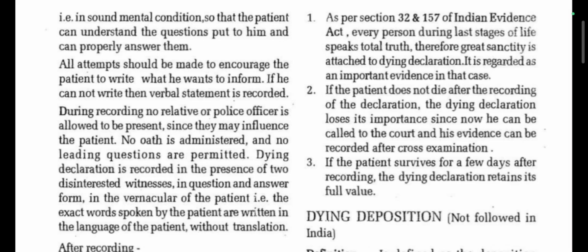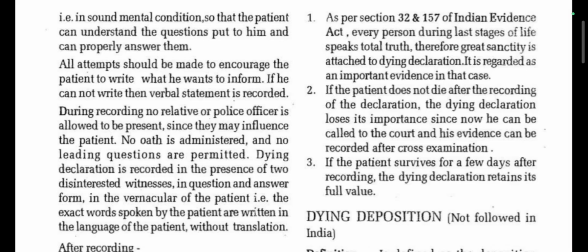All attempts should be made to encourage the patient to write what he wants to inform. If he cannot write, then a verbal statement is recorded. During recording, no relative or police officer is allowed to be present, since they may influence the patient. No oath is administered and no leading questions are permitted.